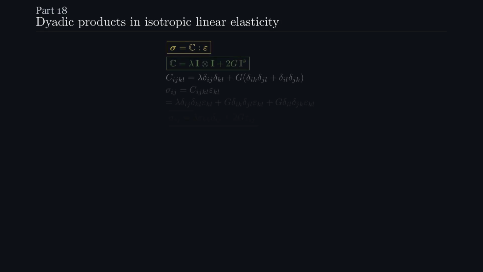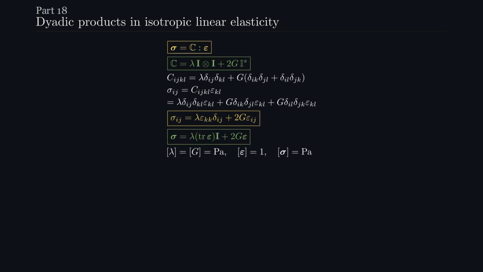Dyadic products appear directly in isotropic linear elasticity. The stiffness tensor is lambda times I tensor I plus 2G times the symmetric fourth-order identity. When this fourth-order tensor acts on the symmetric strain tensor, the result is sigma_ij equals lambda epsilon_kk delta_ij plus 2G epsilon_ij.